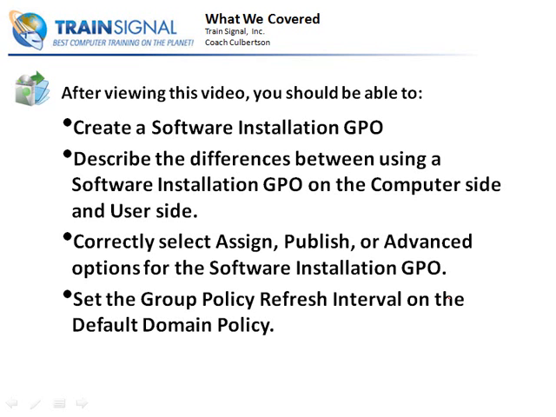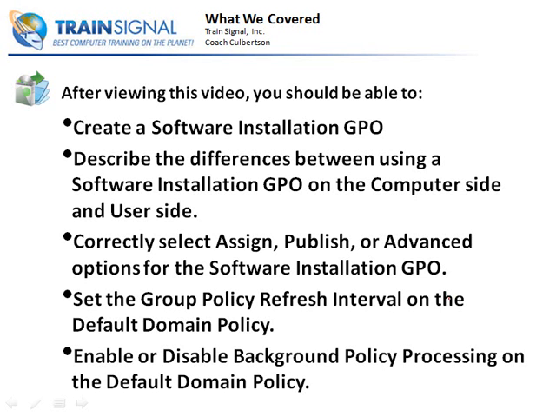You should be able to set the group policy refresh interval on the default domain policy. Even though we did not configure that at all, you should now know at least where to go for that. You should also be able to enable or disable background policy processing on the default domain policy. Remember, all we did there was one group policy setting, turning off background processing for group policy. It sounds more complicated than it is. And remember, that's either enabled or disabled.